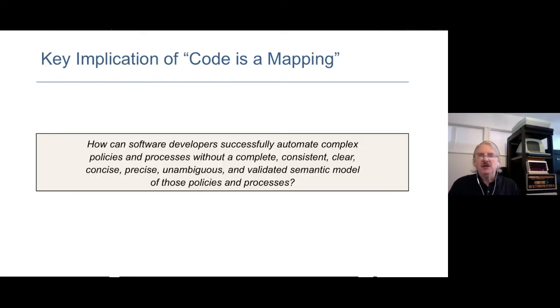Okay, so the key implication, if you agree that code is in fact a mapping, or code needs to be a mapping, is this question: how can software developers successfully automate very complex policies and processes without a complete, consistent, clear, concise, precise, unambiguous, and validated semantic model of those policies and processes to be mapping from? And again, this gets back to my experience of 90% of the defects happening because we don't have a complete, we don't have a consistent, we don't have a clear, concise, precise, unambiguous, and validated understanding of what those policies and processes are. So, of course, there are inconsistencies, of course, there are incompletenesses, and if you don't focus on preserving the semantic, then of course you're going to build in just more inconsistencies.